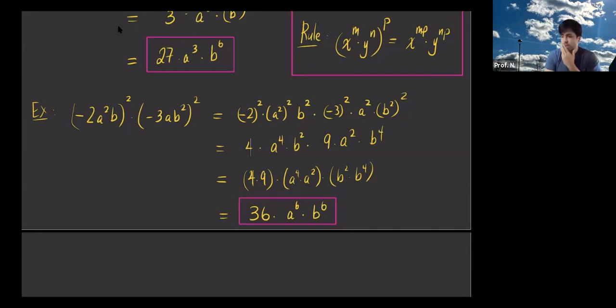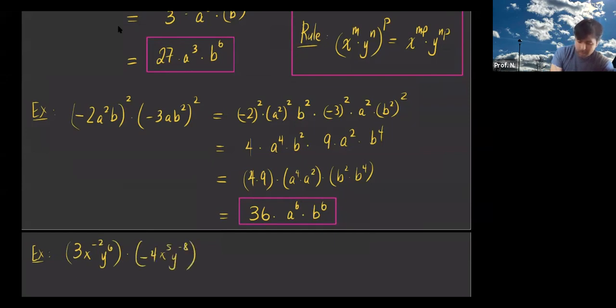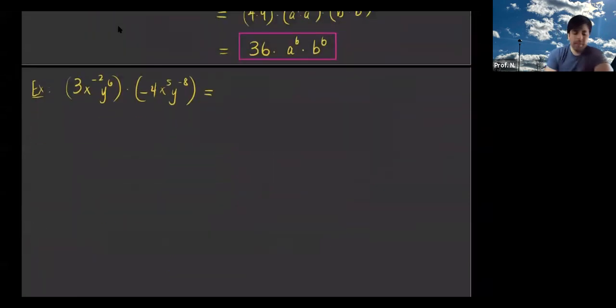Any questions about this? No questions, no problem. This is the next one. So here we have 3x to the negative 2 times y to the 6th power times negative 4x to the 5th y to the negative 8th power.